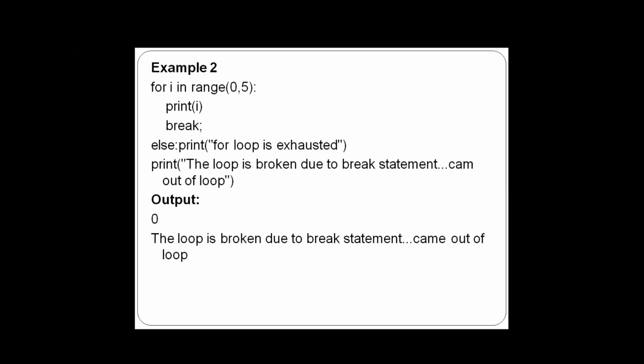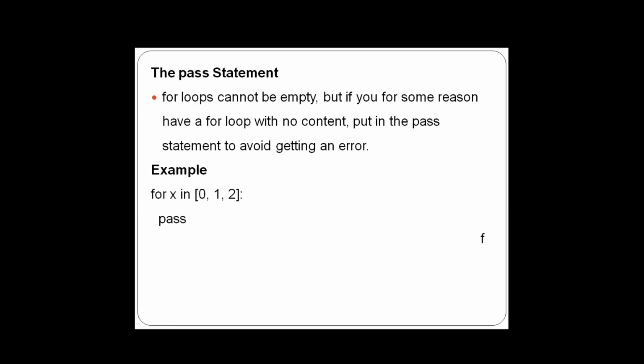But now my for loop has not completed its execution, so this else part will not be printed. This else part will not be executed, but the next line immediately after the else part will be executed. So remember this again, only when your loop has completed its execution, then your else part will be executed.